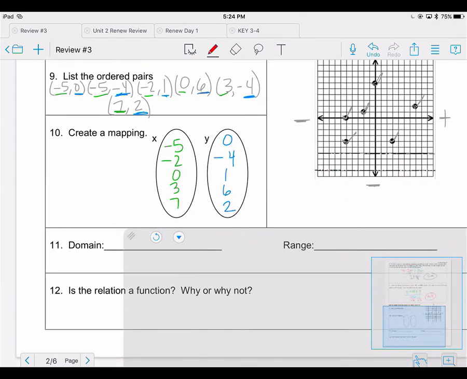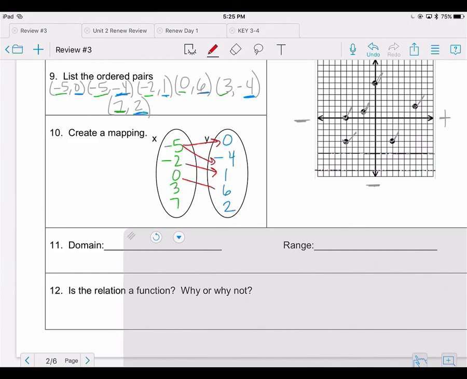So for my mapping, I have to finish this out with my arrows. So with the arrows, I'm saying starting from -5 on the x, -5 goes to 0. It also goes to -4, so I draw 2 arrows from -5. -2 maps to 1. 0 maps to 6. 3 also maps to -4, and 7 maps to 2.